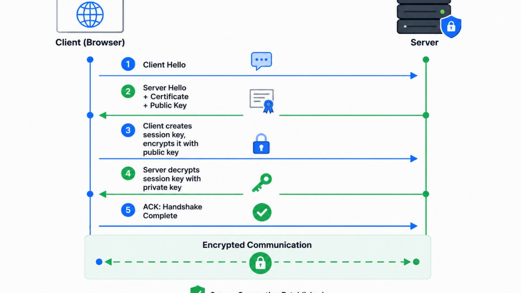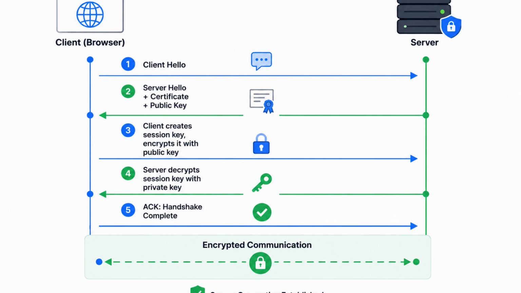Let's see how a browser and a server establish a secure connection. This process is called the TLS handshake. The browser begins by sending a client hello message. This message includes the TLS versions it supports, the encryption algorithms it can use, and a random value that will later help generate the session key. The server responds with a server hello.